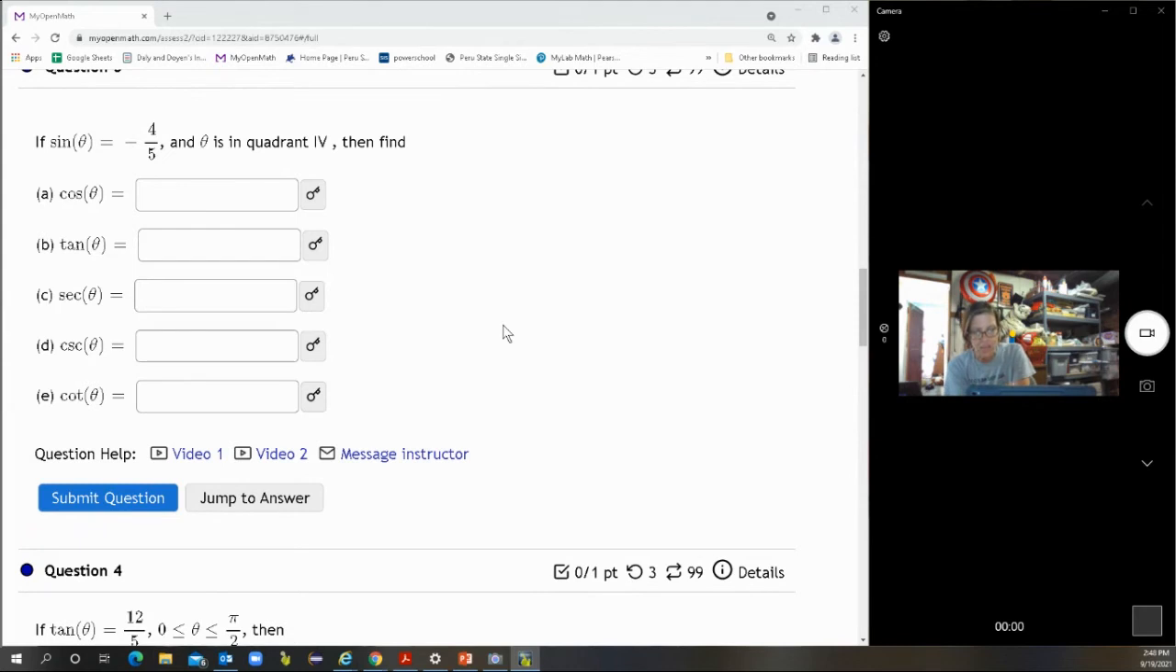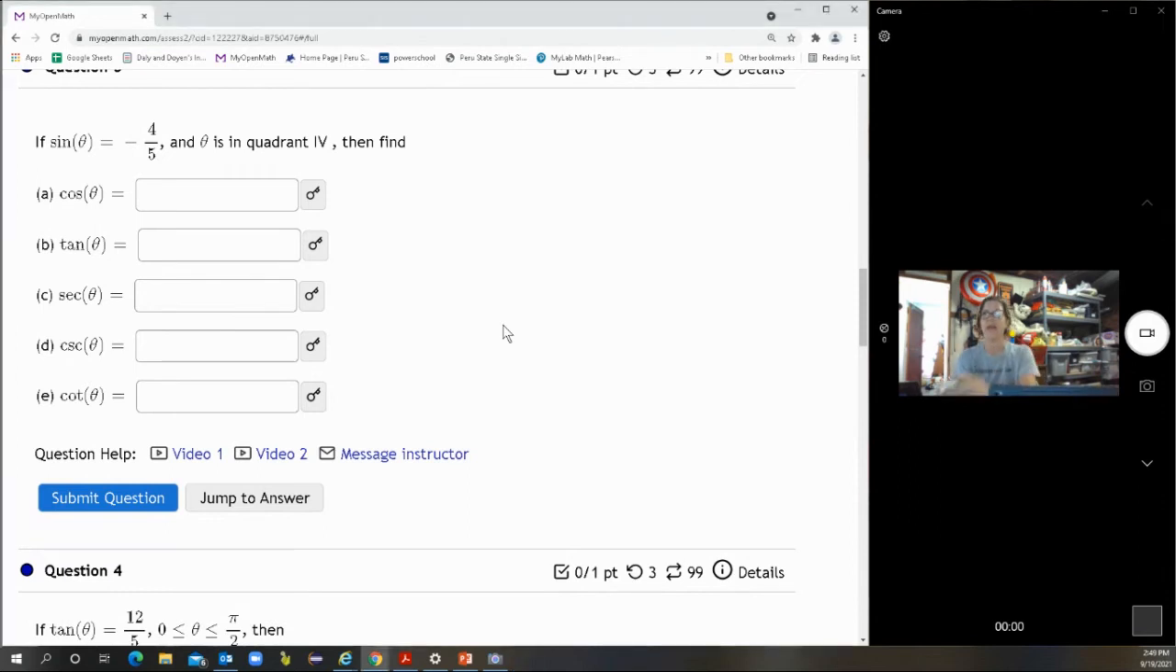Cosine is adjacent over hypotenuse. Tangent is opposite over adjacent. Secant is the reciprocal of cosine, 1 over cosine. Cosecant is 1 over sine, so that's the reciprocal of the one they gave us. Cotangent can either be thought of as adjacent over opposite, in which case 3 over -4, or it's just the reciprocal of tangent, so then you can see the -3 over 4. Okay, so again, it's telling us where it is, telling us which signs to pick to go where.